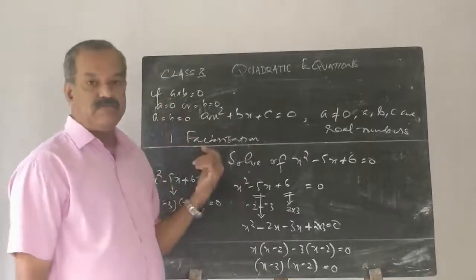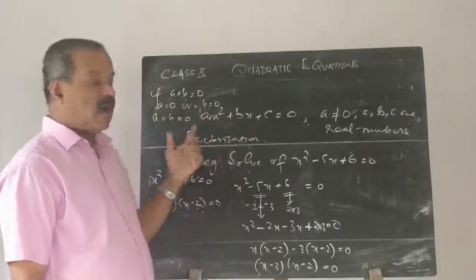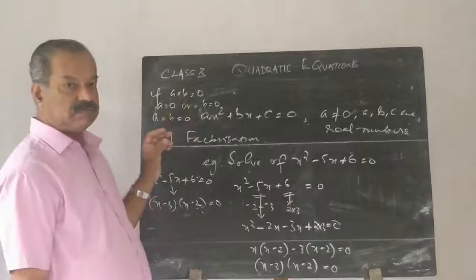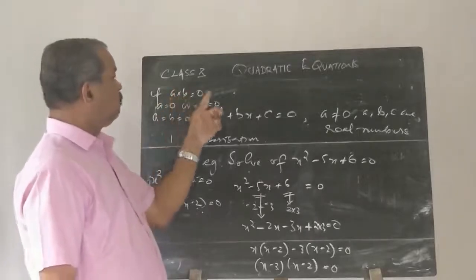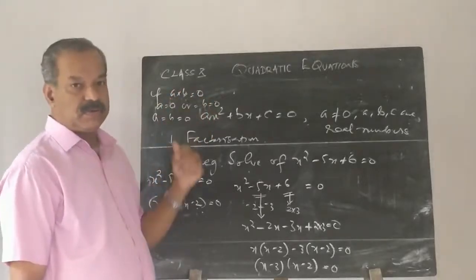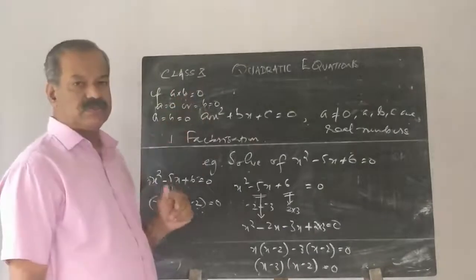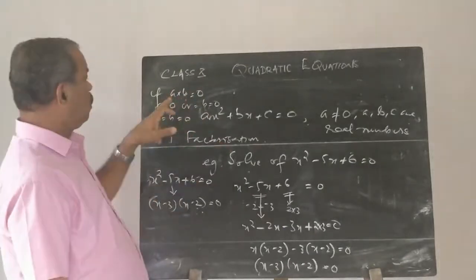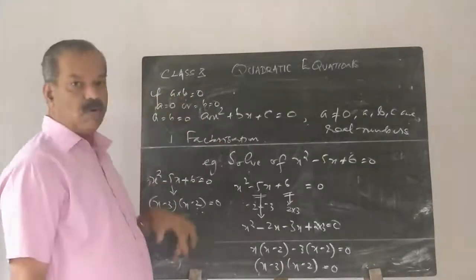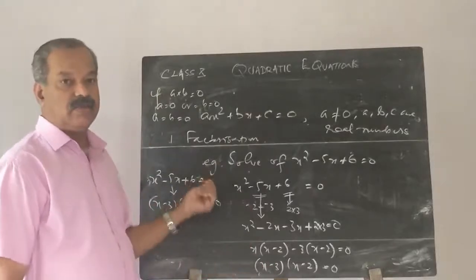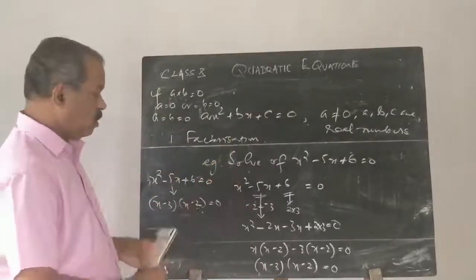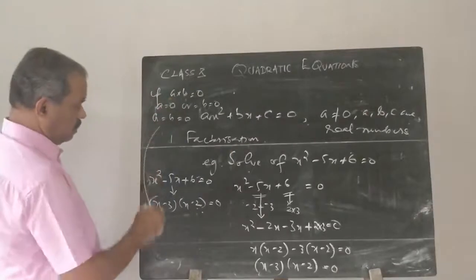That is, if a into b equal to 0, then either a equal to 0, then only we get 0 into b equal to 0. This will be true. Or b equal to 0, a does not need to be 0, that is, a into 0 equal to 0. Or both a and b are zeros, a into 0 into 0, 0. We can apply this theorem here.